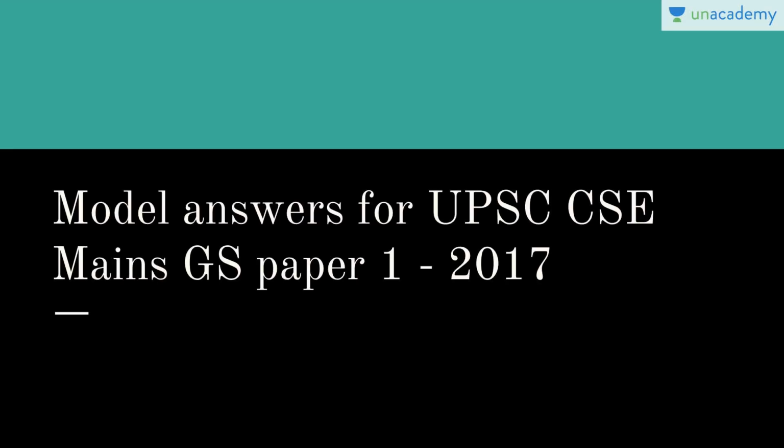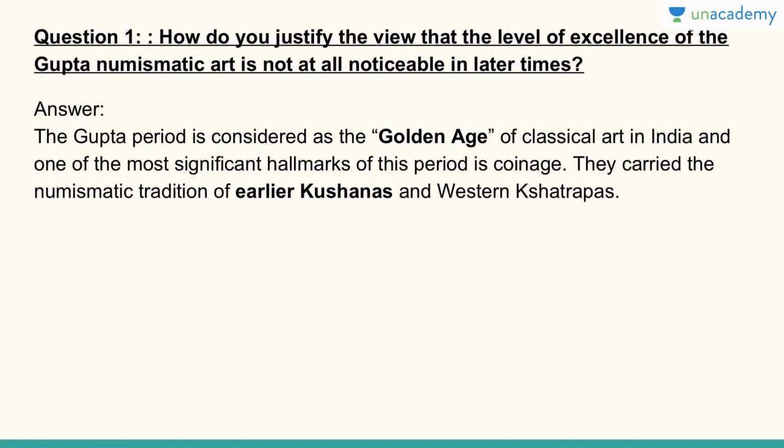So, how do you justify the view that the level of excellence of the Gupta numismatic art is not at all noticeable in later times? The Gupta period is considered the golden age of classical art in India. Golden age basically means that this is the period where numismatics is at the highest level, and it is one of the most significant hallmarks of this period, and that is coinage. And they carried forward the numismatic tradition of the earlier Kushanas and Western Kshatrapas.